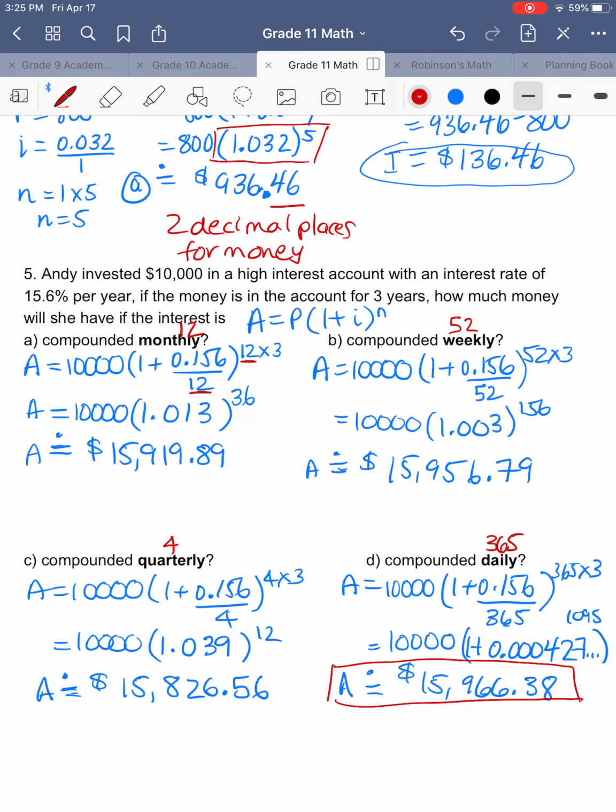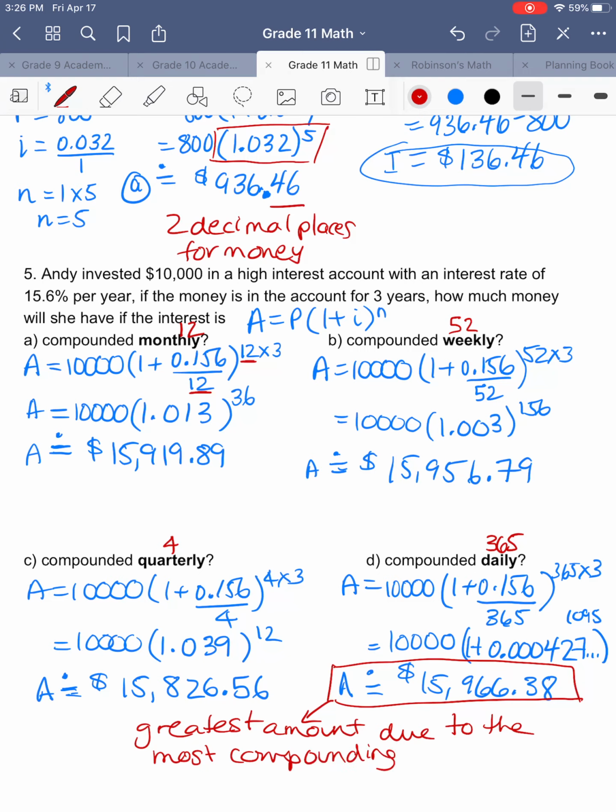So I'm going to try and summarize that in a very short way. So greatest amount due to the most compounding periods if all else is the same. So if we don't change anything else.